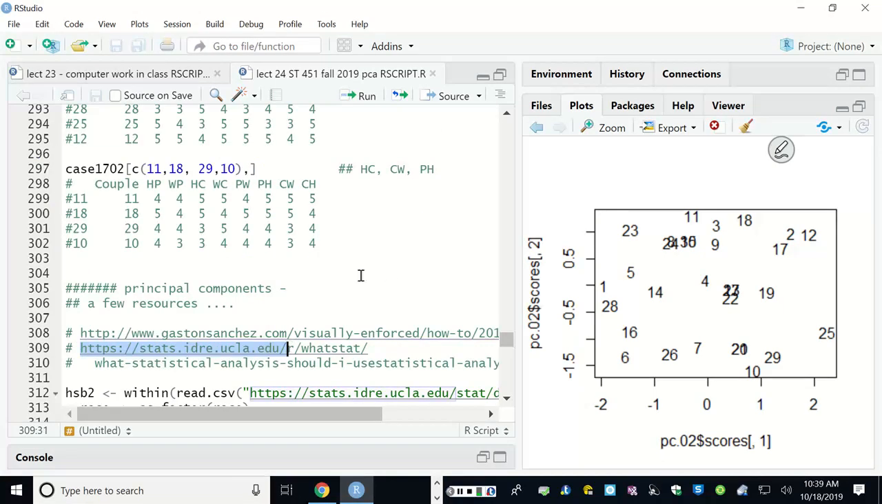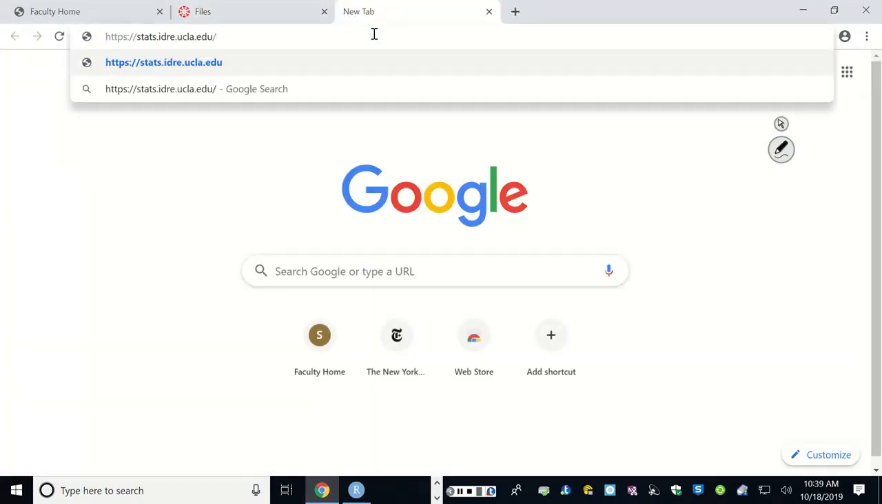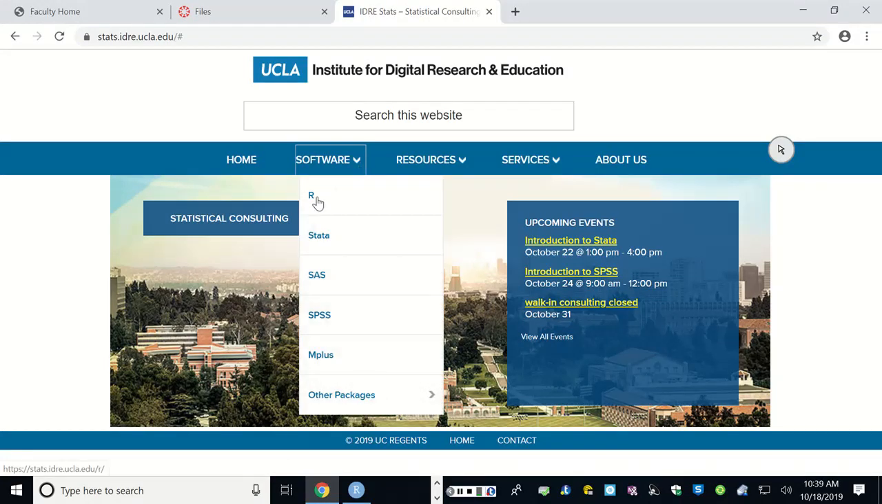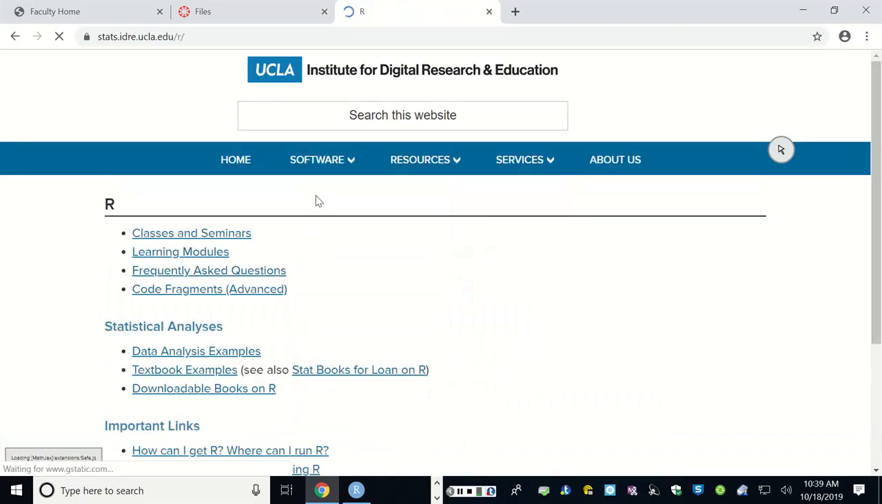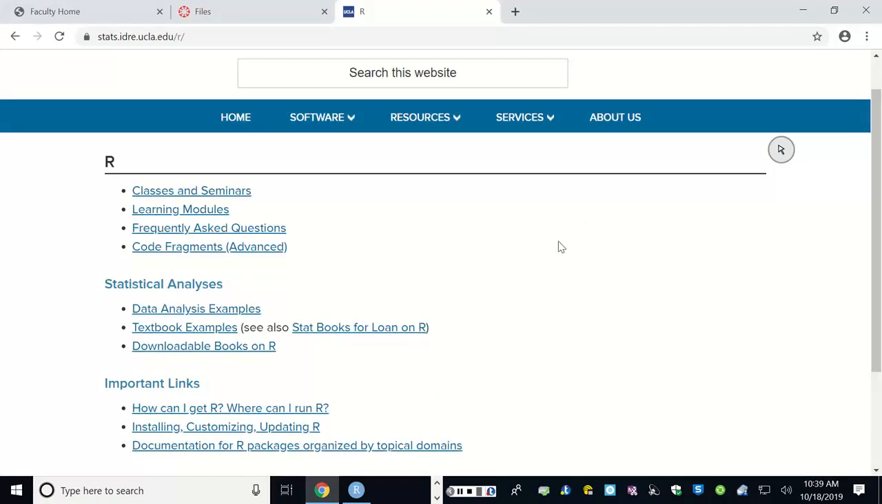At UCLA, they have a statistical consulting site online. This is for digital research. It used to have a different name. But anyway, it's there. And then, about software, there are things on R, Stata, SAS, SPSS. M+ is something for hierarchical models and others, but under R, there are a few modules for learning things about it.